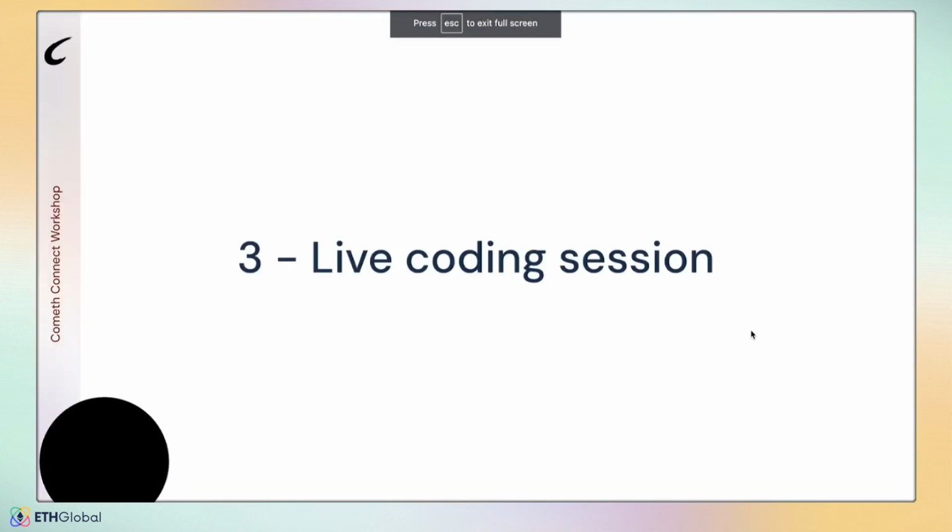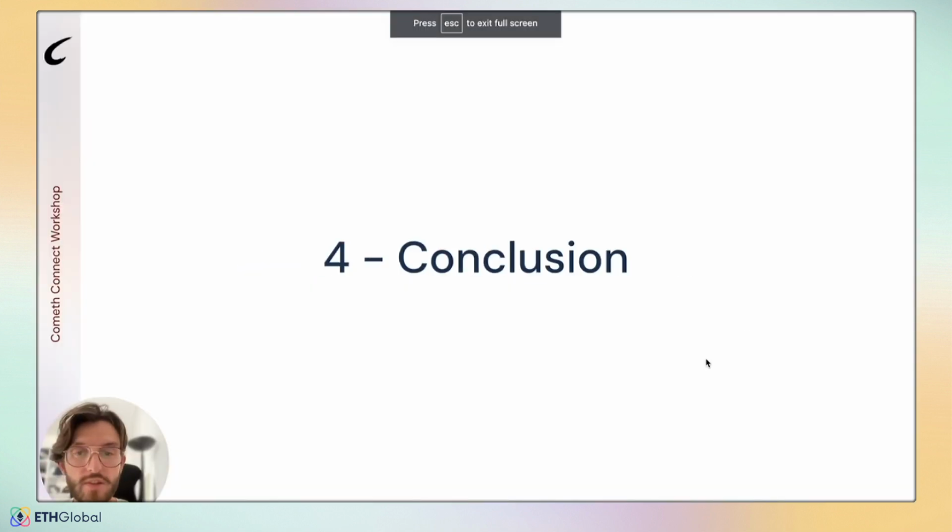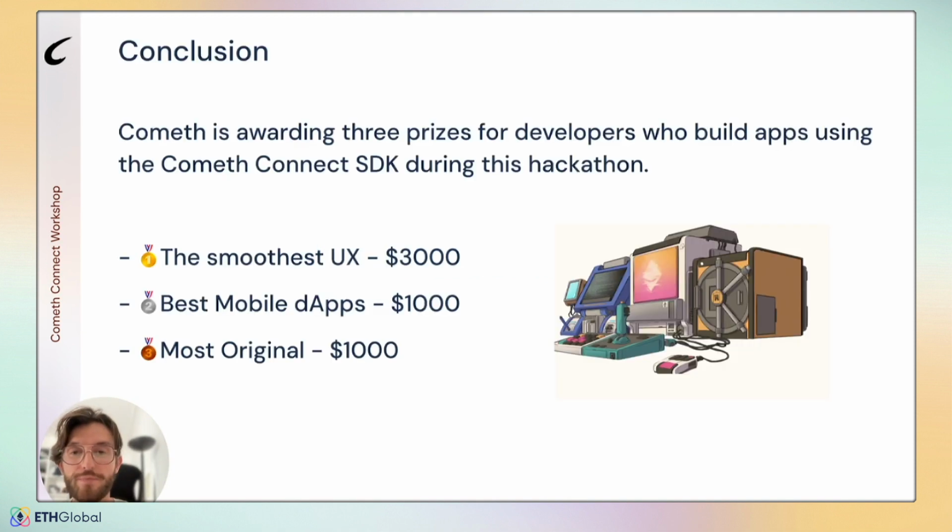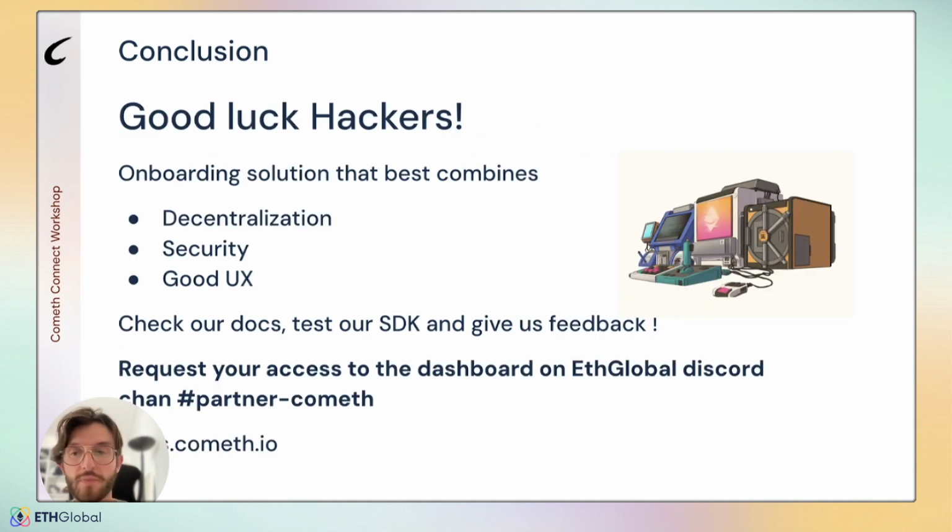Now, going back to the demo, for sure, we have the conclusion here. In the conclusion, in terms of prizes for the hackathon, there's a prize for the smoothest UX, which is the first prize. The second prize will be for the best mobile dApp. And the third one will be for the most original use case.